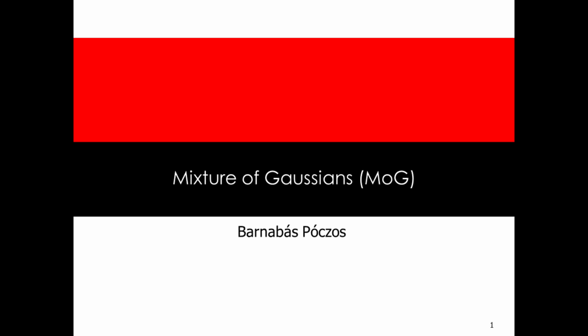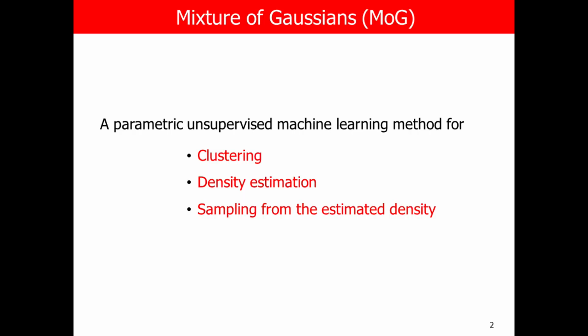Hi everyone, we are going to talk about mixture of Gaussians. The mixture of Gaussians is a parametric model that can be used to find clusters in our data, estimate the density function of the distribution of our dataset, and sample from that estimated density.